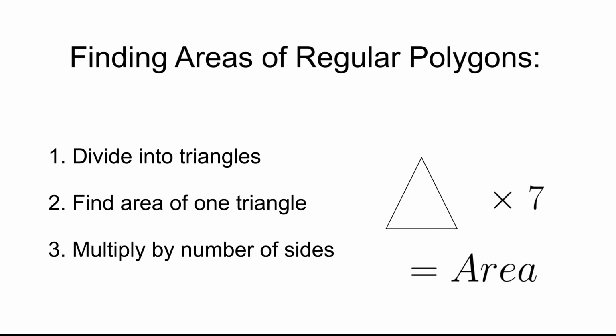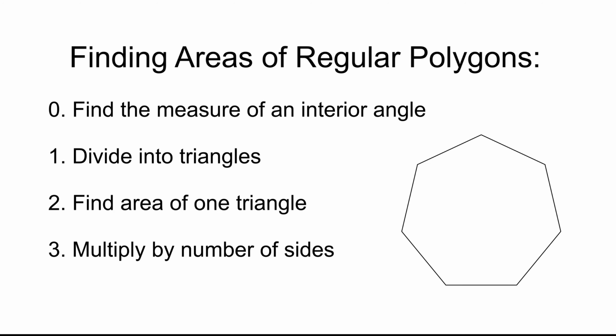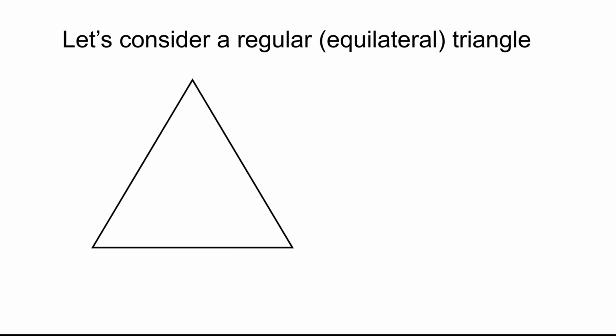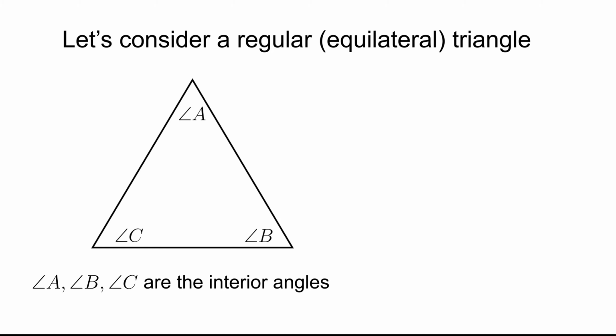However, before we do any of these steps, we must first find the measure of an interior angle of the regular polygon. But what is an interior angle, and how do we find it? To figure this out, let's consider a regular or equilateral triangle. Let's label the angles of the triangle angles A, B, and C. Angles A, B, and C would be the interior angles of this triangle.